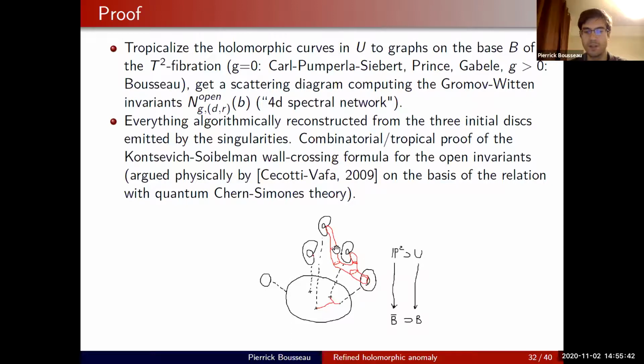You want to count holomorphic curves in some torus fibration, you look at the base of this fibration. In some appropriate limit, you are counting some kind of trees. And then there is some algorithm telling you if you know how to count curves contributing to edges coming into a vertex of a tree, you will know how to compute the numbers attached to the outgoing edge by some explicit formula.